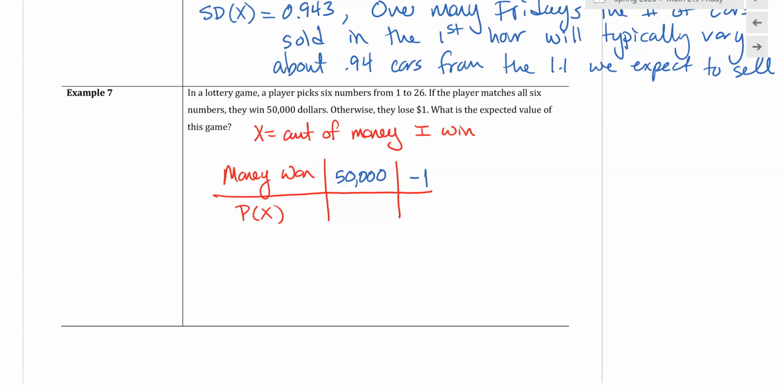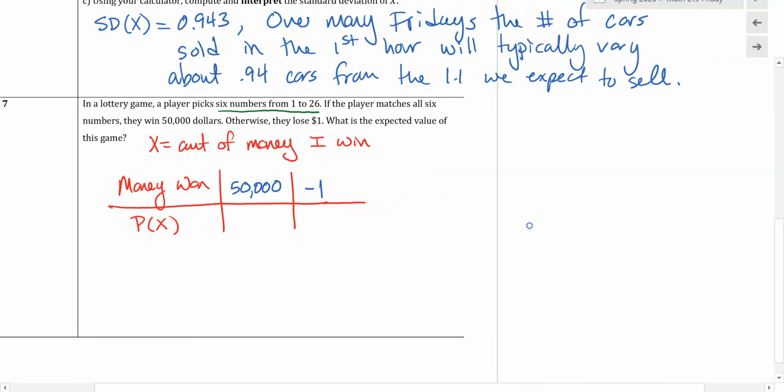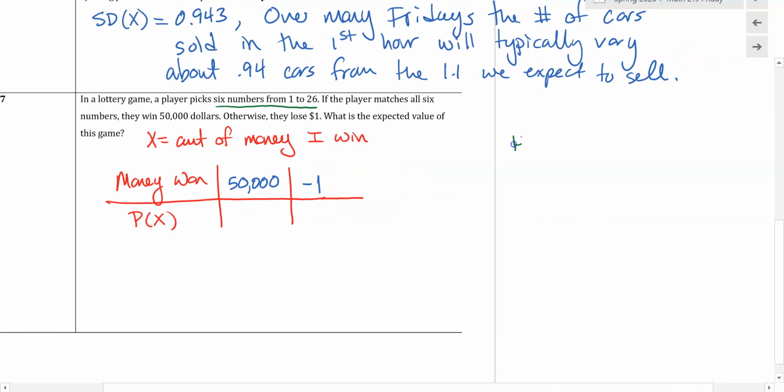What makes this problem a little challenging at the moment is I need to know the probability of winning $50,000 and the probability of losing $1. So we have to go back to the rules of the game. It says that we pick 6 numbers out of the numbers 1 through 26, and if we match all 6, we win the 50 grand. So what we really need to figure out, we're going to have to come off to the side. We need to know how many ways there are to pick 6 numbers out of 26.